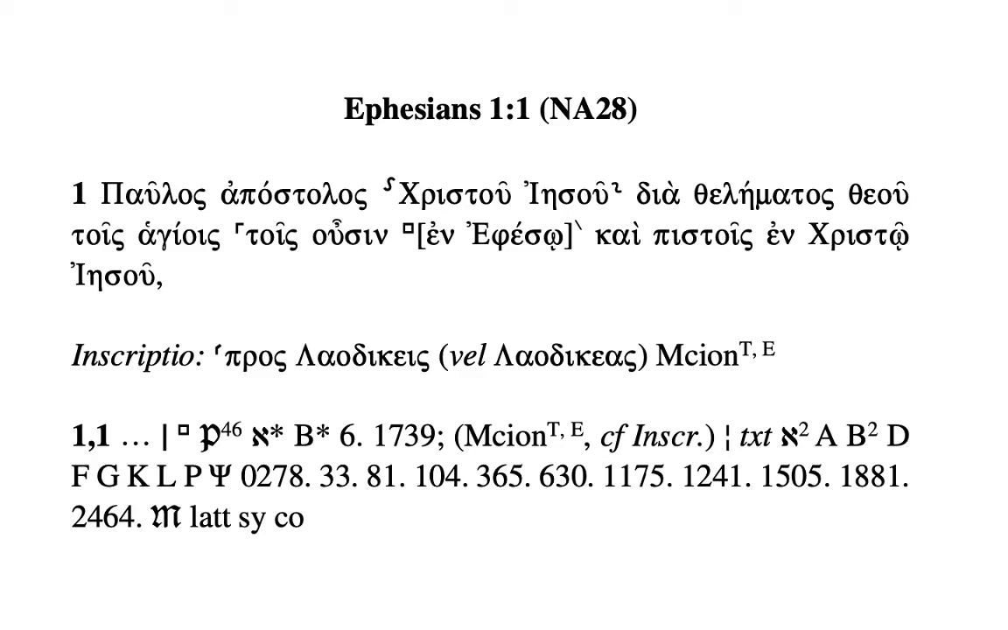How to read the textual apparatus of a Greek New Testament using the Nestle-Aland 28th edition at Ephesians 1:1, and focusing on the problem of ἐν Ἐφέσῳ, or "in Ephesus." The first thing to notice about ἐν Ἐφέσῳ is that it's surrounded by a few different symbols. The square and the backslash are actually related to one another.